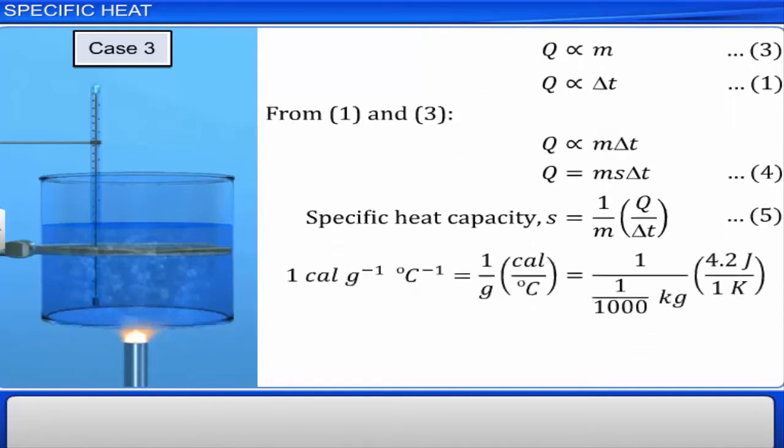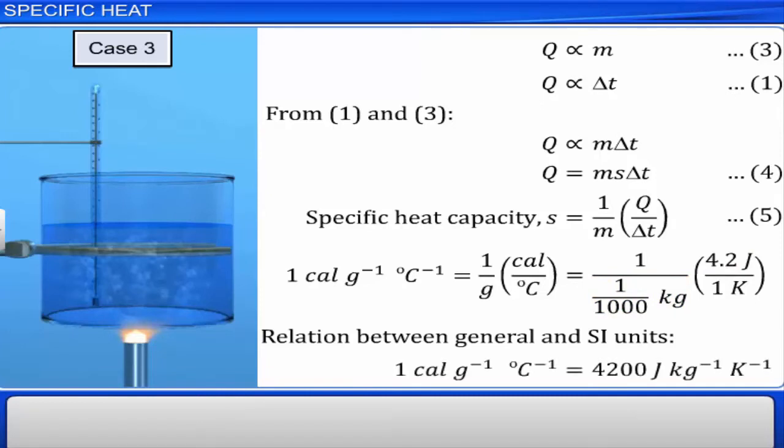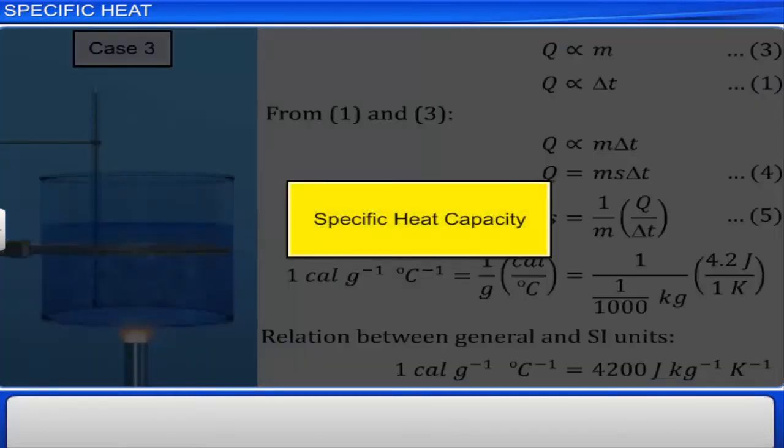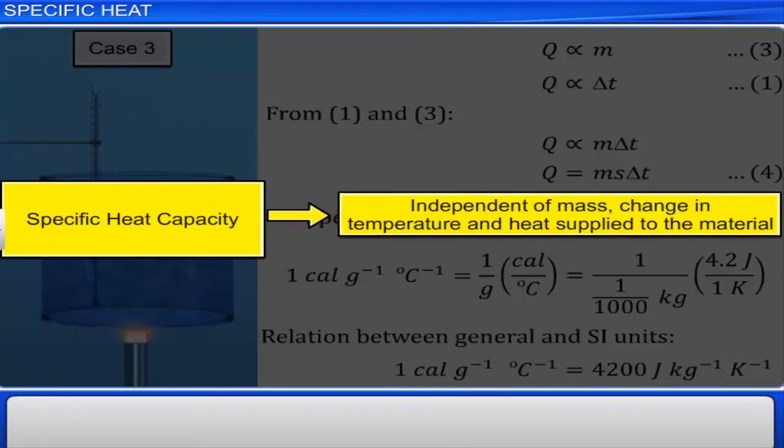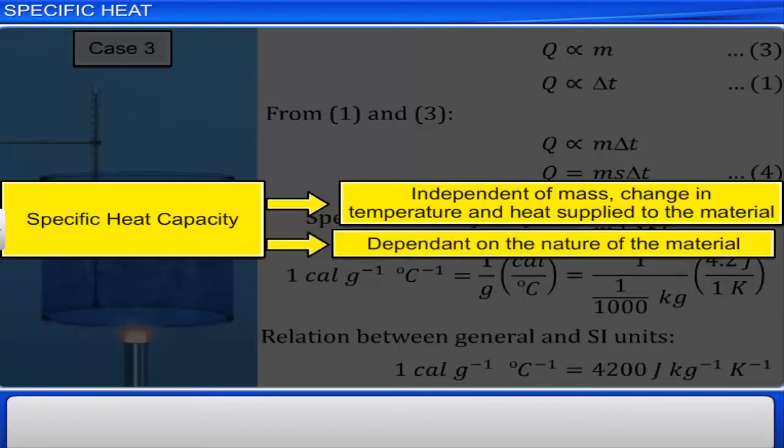We know that 1 calorie is equal to 4.2 joule and 1 kilogram is equal to 1000 gram. Hence, the relation between the general and SI unit for specific heat capacity is 1 calorie per gram per degree Celsius is equal to 4200 joule per kilogram per Kelvin. The specific heat capacity of a material is independent of its mass, change in temperature, and the heat energy supplied. It depends only on the nature of the material.